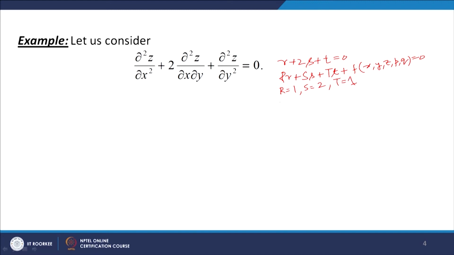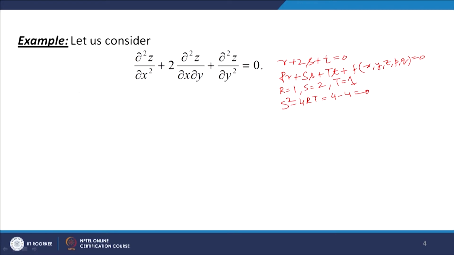If you calculate s square minus 4 RT, s square is 4 minus 4, as r and t are 1. So 4 minus 4 equal to 0, and so we have case 2. This partial differential equation belongs to case 2, s square minus 4 RT equal to 0.